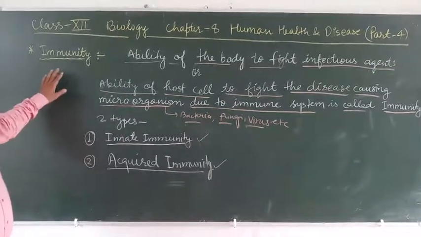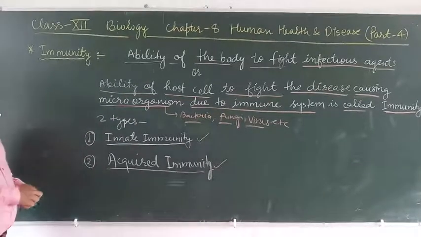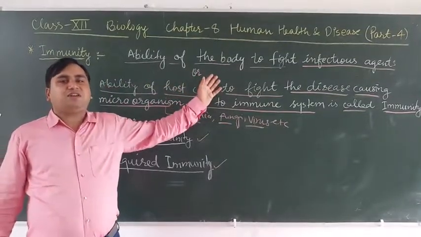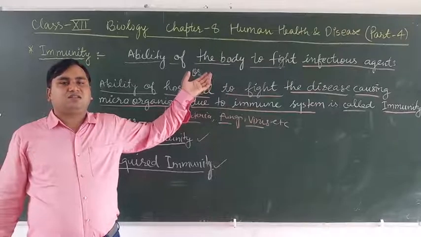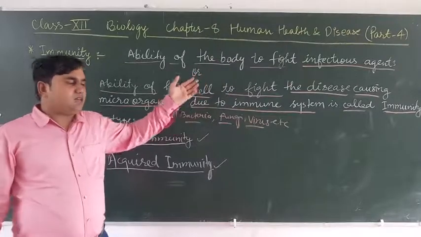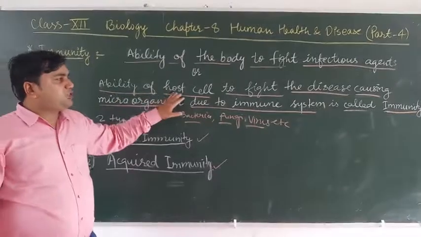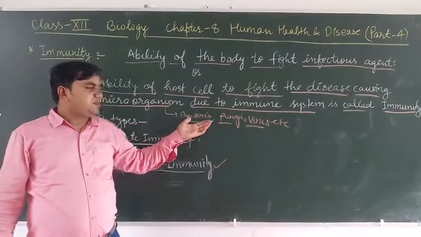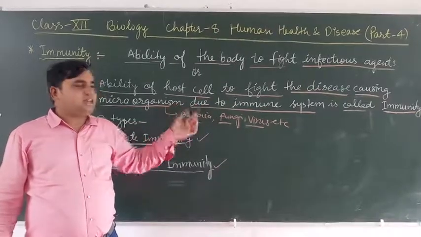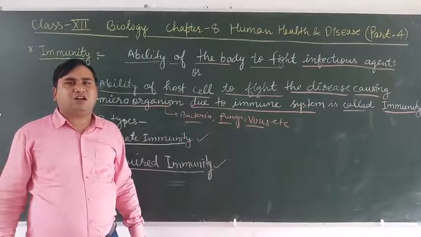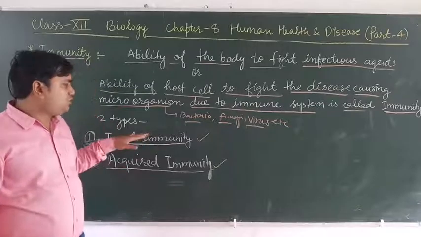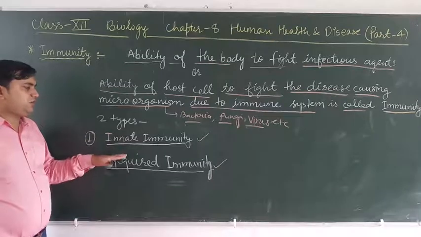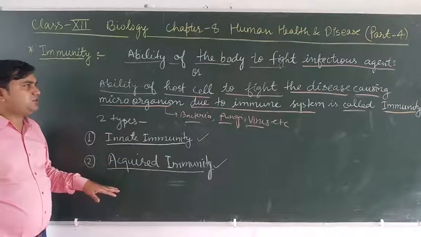Once again, what is immunity? In a simple way, the ability of the body to fight against infectious disease is called immunity. Otherwise, the ability of the host cell to fight the disease causing microorganism, like bacteria, fungi, viruses, due to the immune system of the body is called immunity. On the basis of their function, immunity is of two types, innate immunity and acquired immunity.